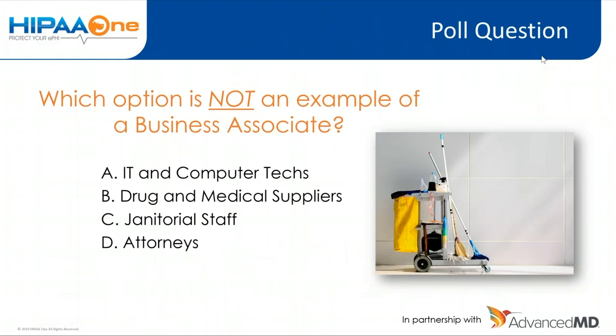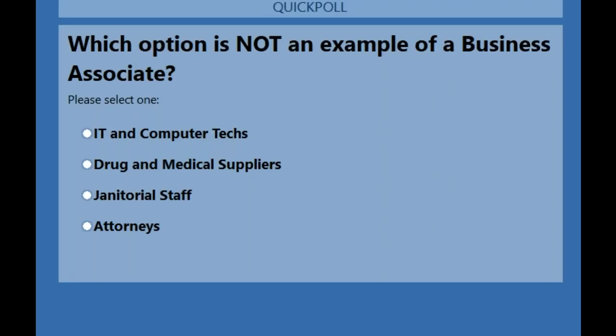All right, let's just check to see who's paying attention. All right, this one's easy. Which option is not an example of a business associate? Answer this quickly. A, IT and computer techs. B, drug and medical suppliers. C, janitorial staff. Or D, people like Garrett, attorneys or recovering attorneys. We won't hold that against them.